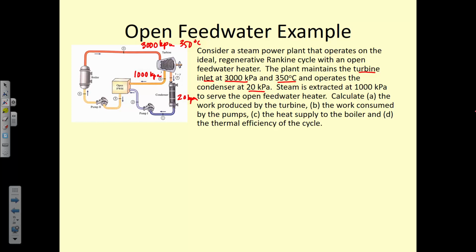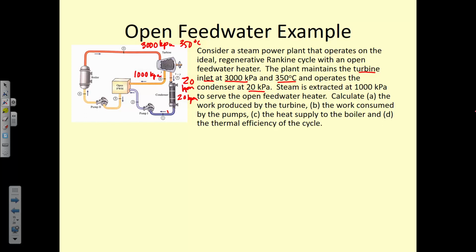So let's look at some of our other properties on here. So what is the pressure at state seven? There isn't even 2,000 on here. I was doing 3,000 minus 1,000. No. It's either 3,000, 1,000, or 20. It's 20. Okay, so coming out of the turbine, there's no pump or anything in between the turbine and the condenser. So the condenser pressure is 20 kilopascals. The pressure coming out of the turbine is also 20 kilopascals.